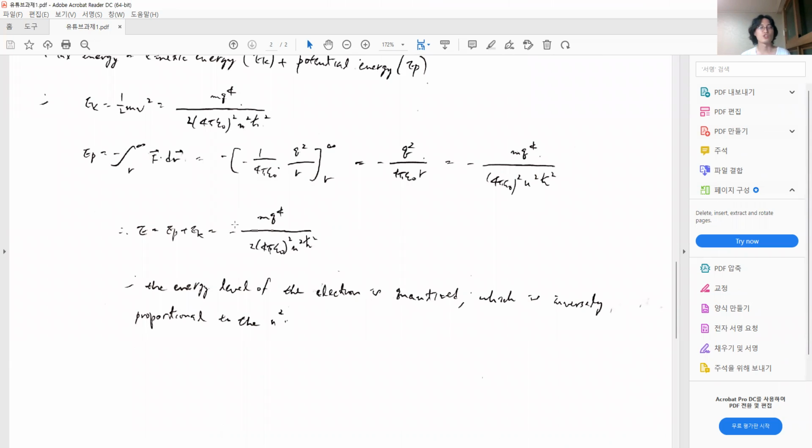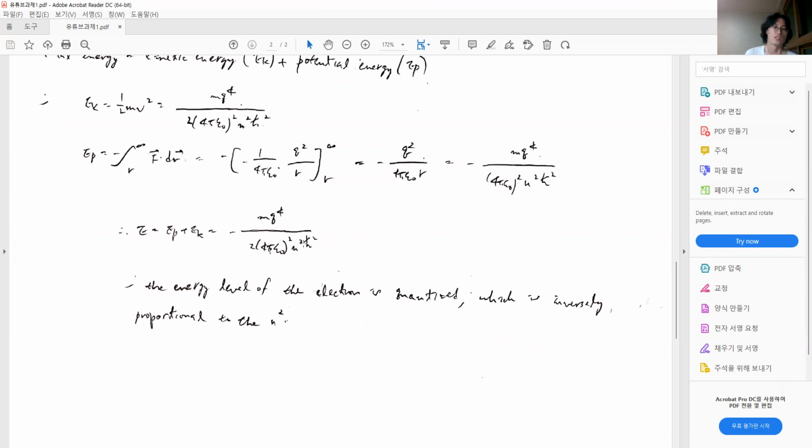So the total energy is expressed by the sum of the kinetic energy and potential energy, which is minus mq to the fourth over 2 multiplied by 4 pi epsilon 0 square multiplied by n square h bar square.